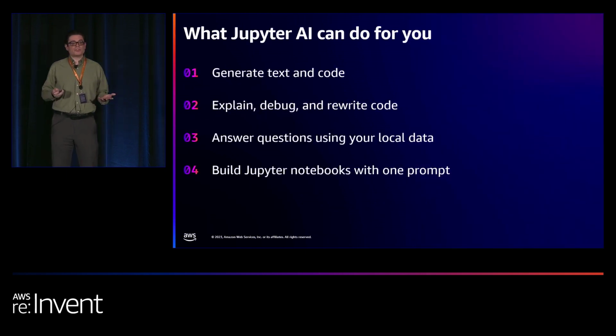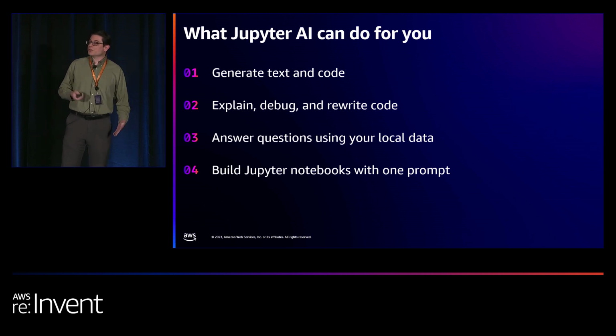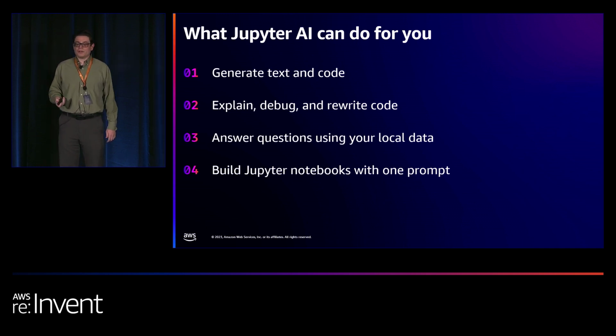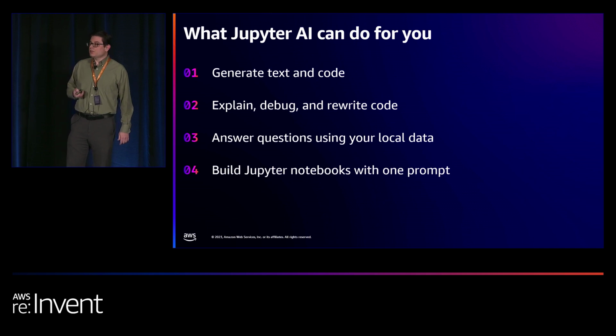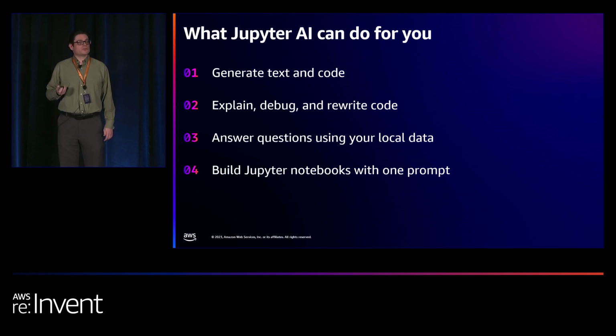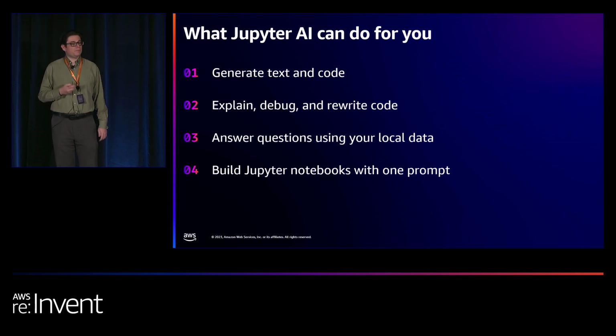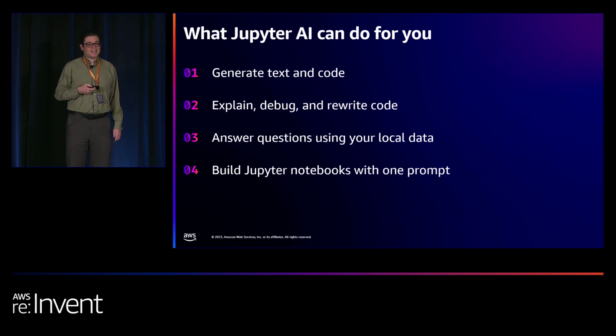We're going to be going through some of the things that you can do with Jupyter AI, starting with the basics. We're going to start with showing how you use generative models to generate text and code. We're also going to show you how you can explain code, debug errors in code, and even rewrite code using language models. Jupyter AI's chat interface can also learn from your local data, so then you can ask questions about it using embedding and generative models.